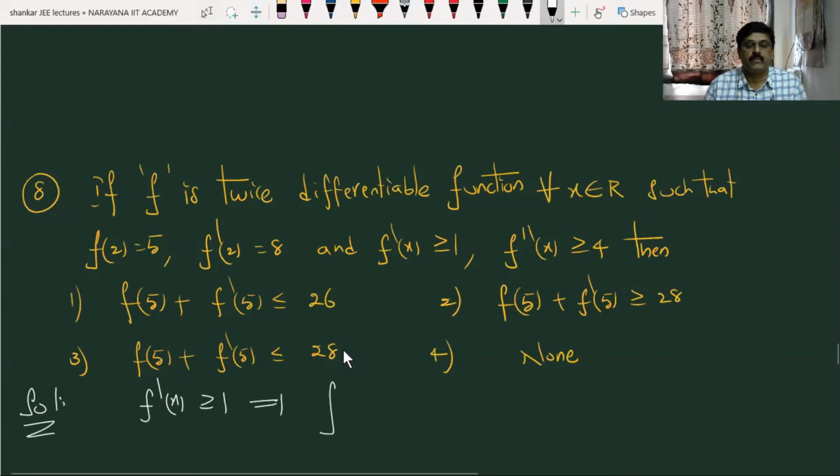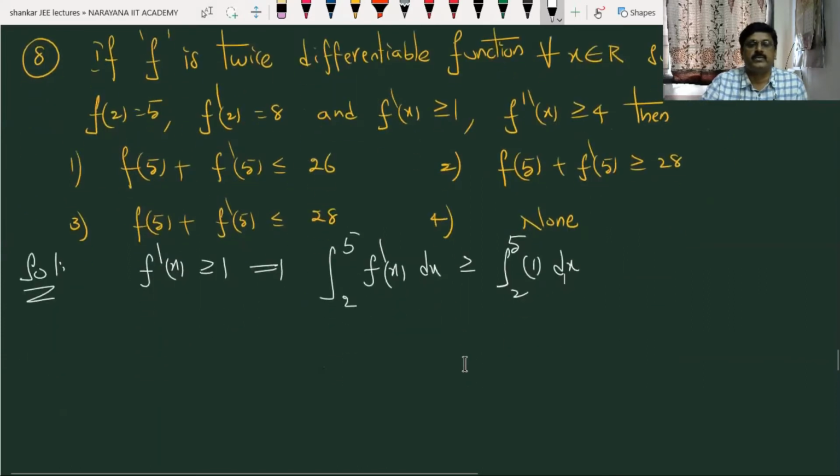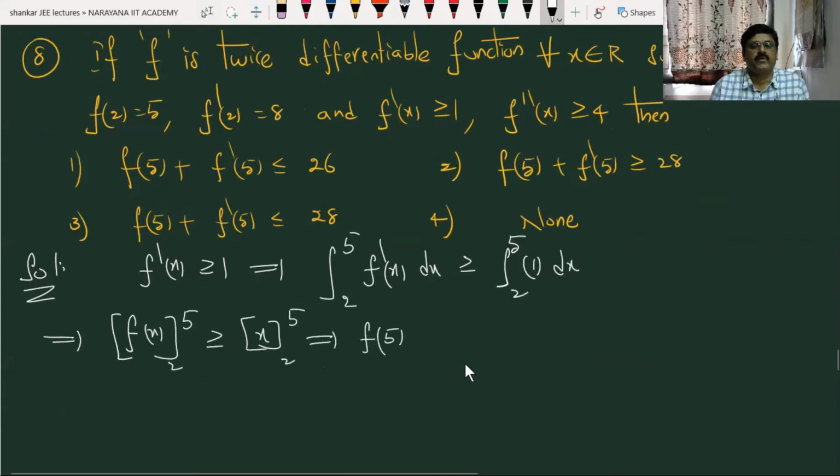Integral 2 to 5 f dash x dx is greater than or equal to integral 2 to 5 1 dx. Okay, students, then it will be integral f dash x. So you will be left with f of x under the limits 2 to 5 is greater than or equal to just x from 2 to 5. So it will be f of 5 minus f of 2, students, greater than or equal to 3.